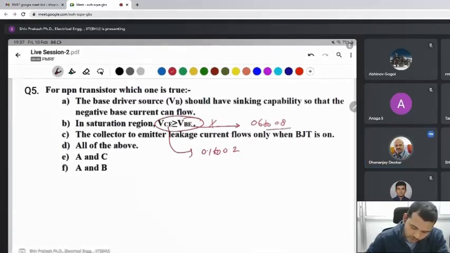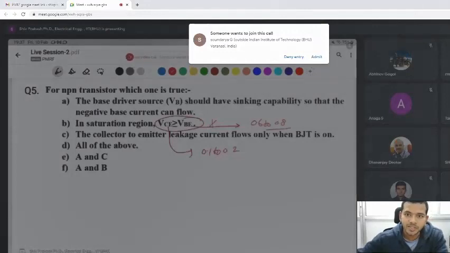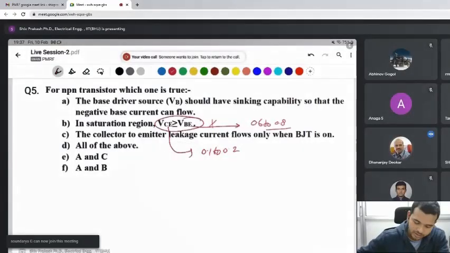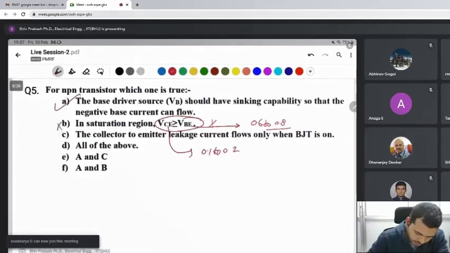The collector to emitter leakage current flows only when the BJT is on. No, leakage current flows in both conditions, whether the BJT is on or off. That's why it is called leakage current. Then this one is the true one and all the others are false.